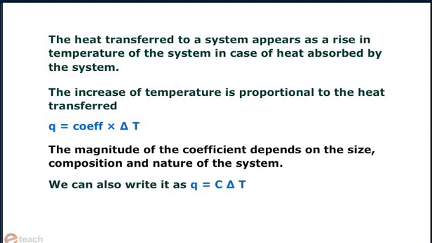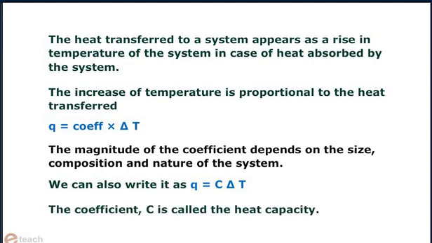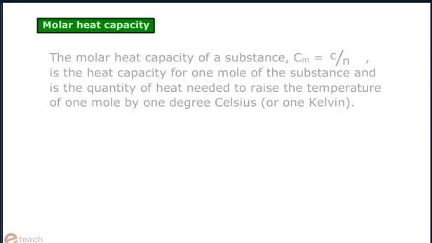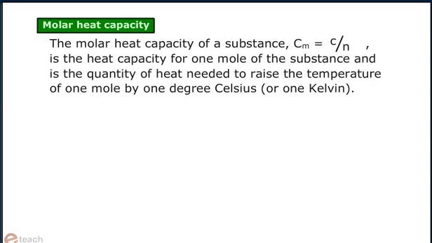We can also write it as Q equals C delta T. The coefficient C is called the heat capacity. Molar heat capacity. The molar heat capacity of a substance, Cm equals C by n, is the heat capacity for 1 mole of the substance and is the quantity of heat needed to raise the temperature of 1 mole by 1 degree Celsius or 1 Kelvin.